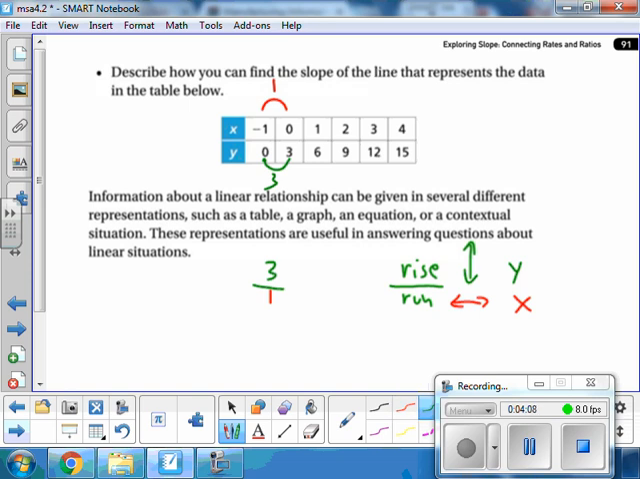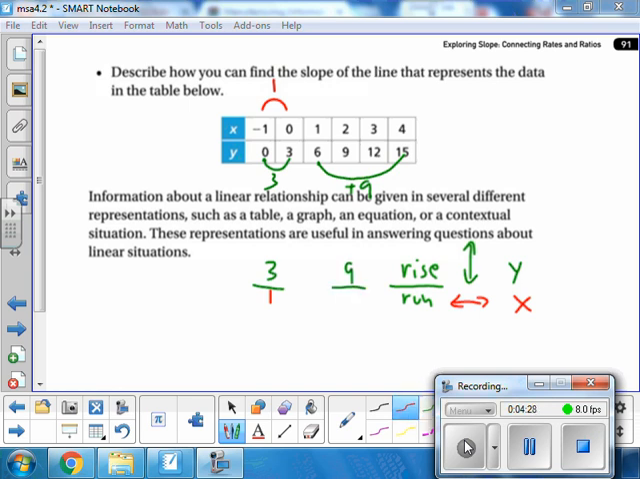I'm going to check my rise. I'm going to go from the 6 to the 15, and I'm going to jump this big. So how much does it jump to go from 6 to 15? We can see that it jumps from 6 to 15 by plus 9. So we can say, well, it's rising 9.